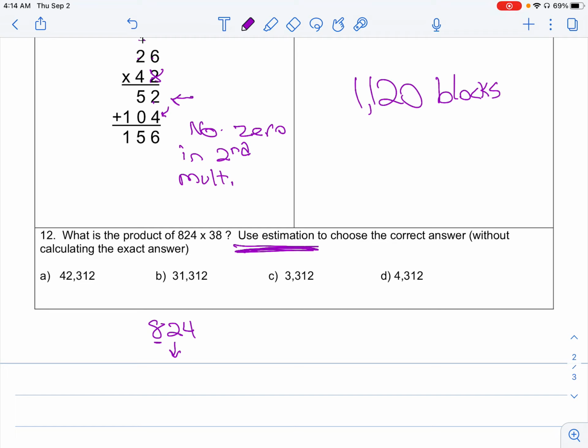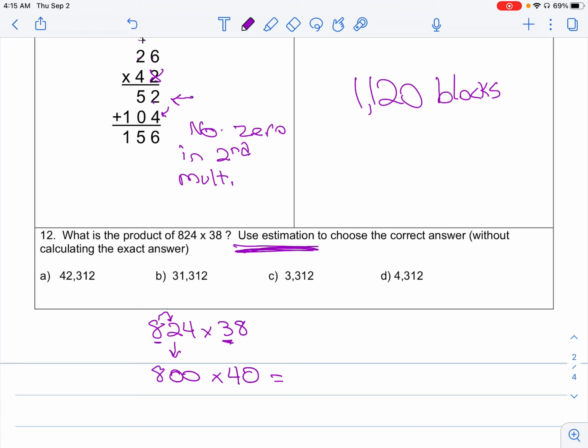How do we know if it stays 800 or if it goes up to 900? Well, we have to look over at the 2. And the 2 says 4 or less, let it rest. So our 800 is going to rest at 800. And we're multiplying by 38. Once again, you look to the greatest place value. Look next door. It's an 8, and that is 5 or more. Raise the score. So our 3 tens is going to change to 4 tens, or 40.